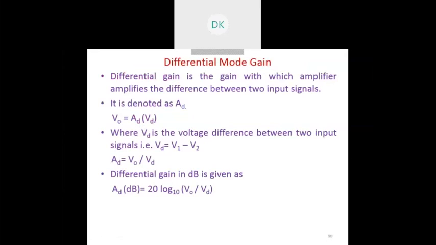Differential mode gain. Differential gain is the gain with which the amplifier amplifies the difference between two input signals. We know that we are having two input signals V1 and V2. The differential voltage Vd equals V1 minus V2 and the differential gain equals V0 divided by Vd. It is expressed in dB as 20 log10 (V0 by Vd).